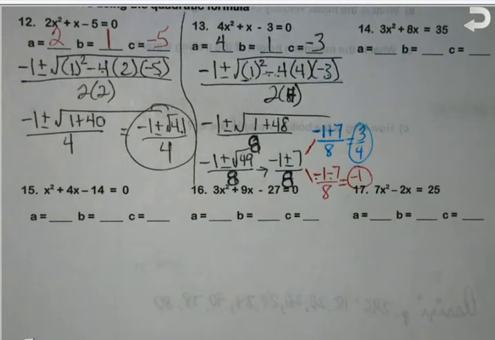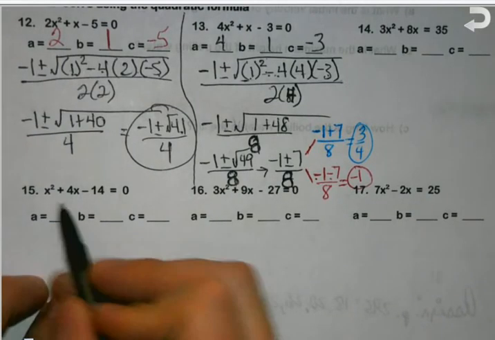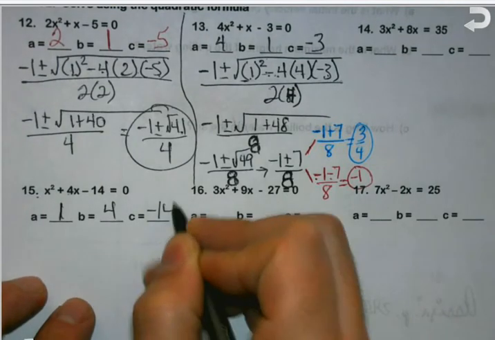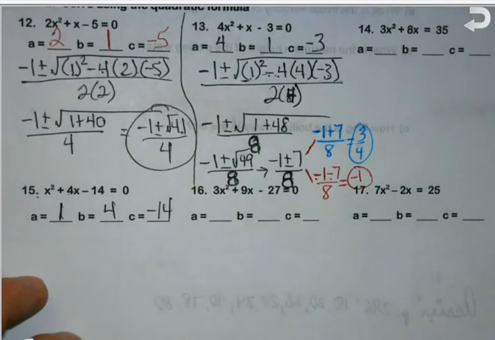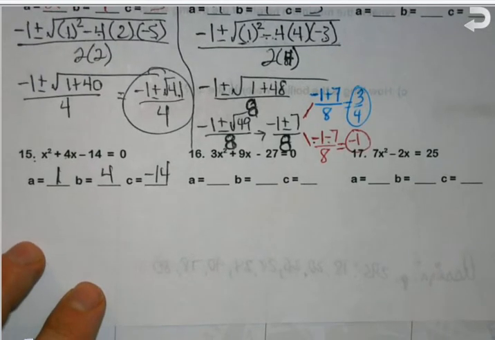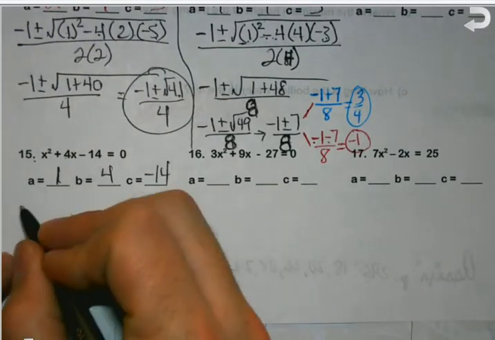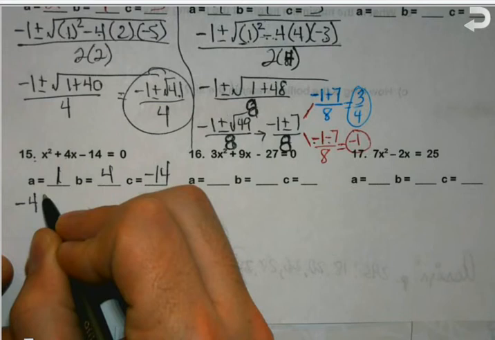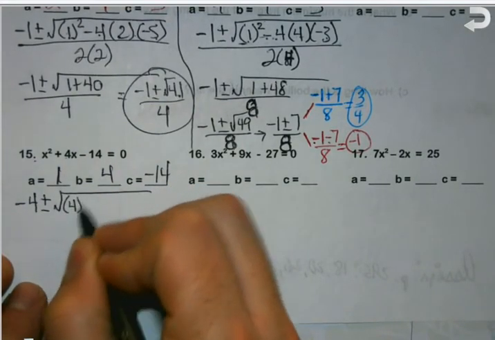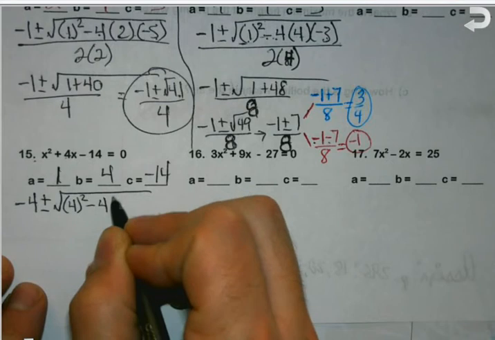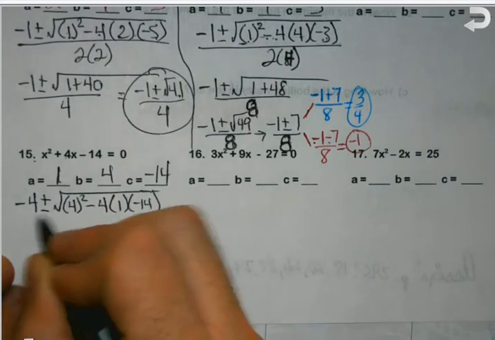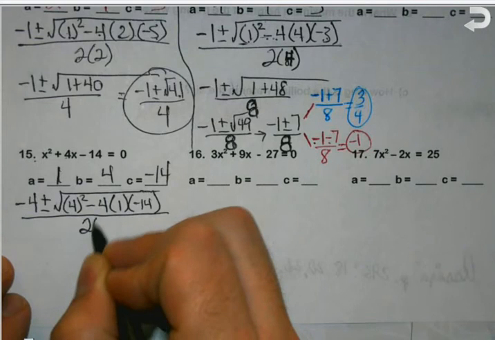Do I have A, B, and C already? 1, 4, negative 14. So we're like, all right, let's see here. Negative B plus or minus the square root of B squared minus 4AB, all over 2A.